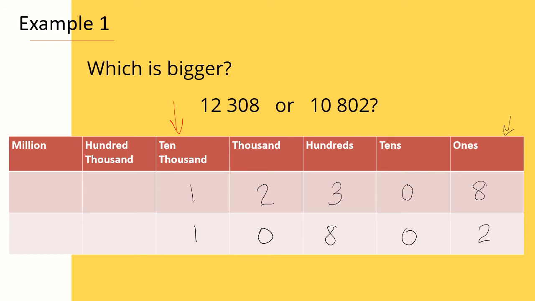to the next one, which is 1,000. Make a line over here. Now, let's compare these two numbers. So we have 12 here and we have 10 here. Which is bigger, 12 or 10? So automatically, we know that 12 is bigger. Then we know that this number, this whole thing, 12,308, is bigger.